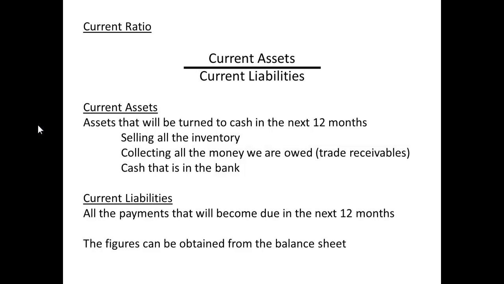The current ratio is simply the current assets to the current liabilities. Current assets are those assets that in the normal course of business would be turned to cash in the next 12 months, which includes cash, of course, and it includes selling all the inventory, because we would expect that to be sold off in 12 months. If we didn't sell our inventory off in 12 months, there would be something wrong. And it would also include collecting all the money that we are owed, all the trade receivables. The current liabilities means all the payments that are going to come due within the next 12 months. And we can get those figures from the balance sheet.